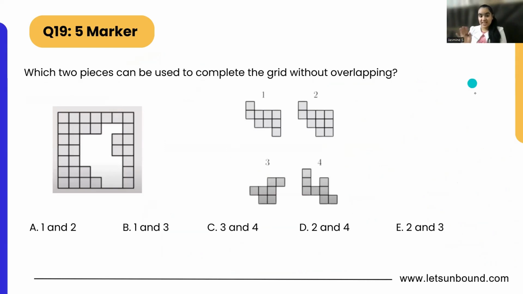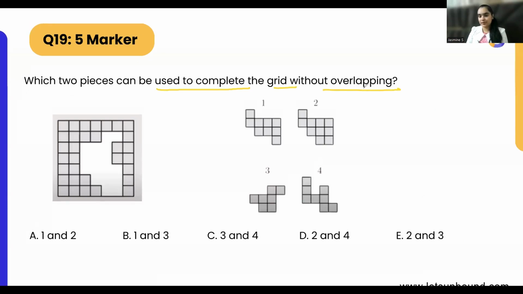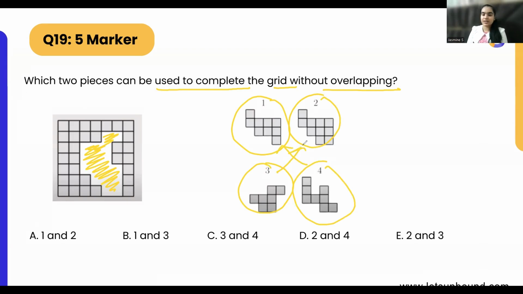Very simple, very easy. Which two pieces can be used to complete the grid without overlapping? Okay, so you can see this empty space over here, right? Which we need to fill using two of the pictures. Maybe 1 and 2, maybe 3 and 4, maybe 4 and 1, maybe 3 and 2.